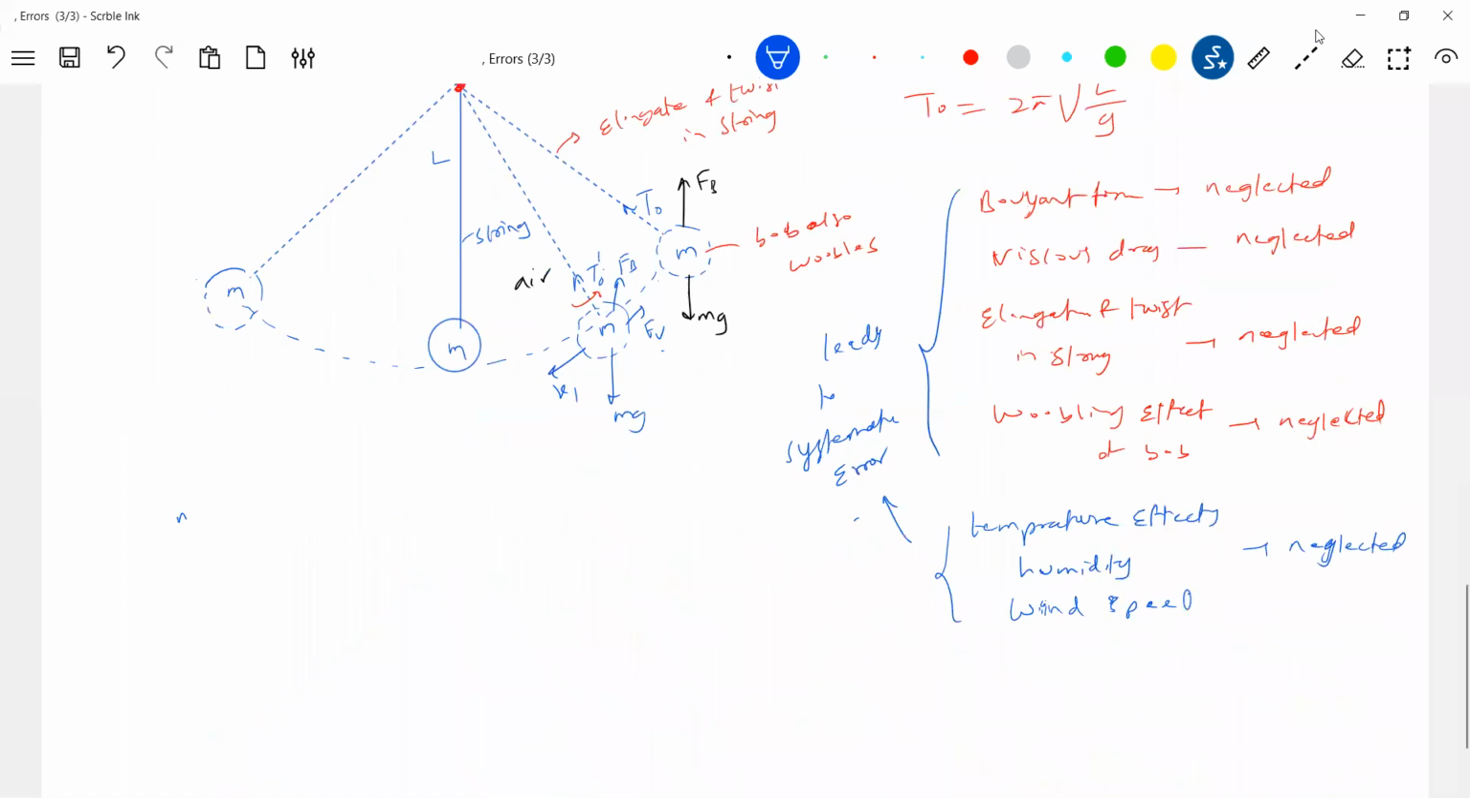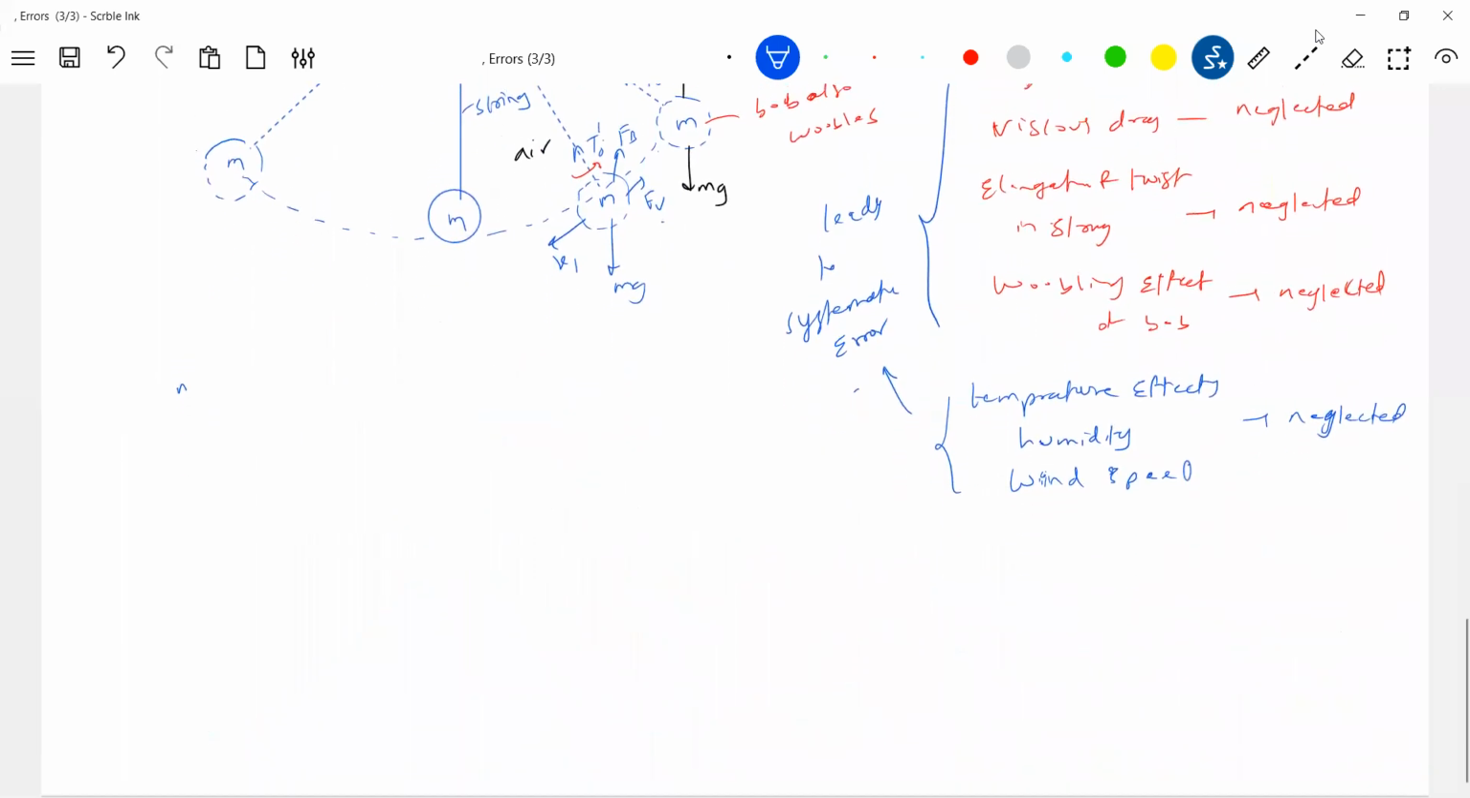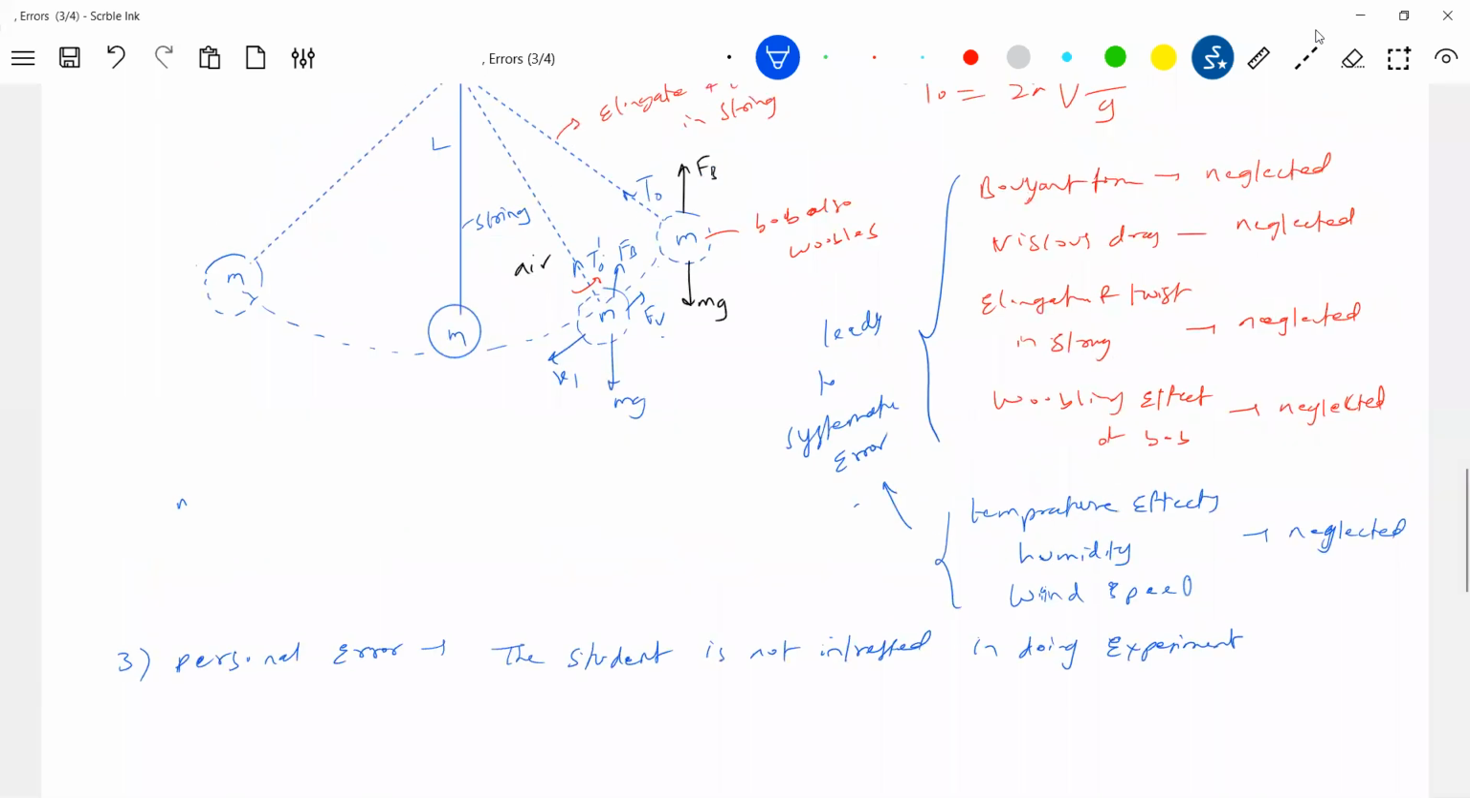Okay, the third one is the personal error. Personal error means the experimenter, or I'll call the student better, because you are going to do the experiment. The student is not interested in doing the experiment.